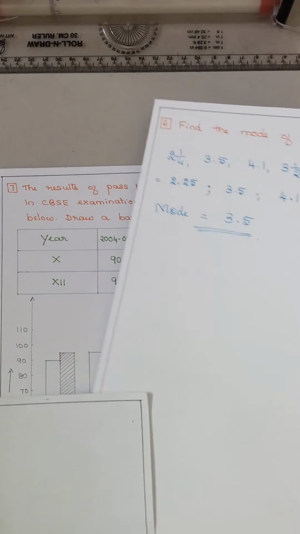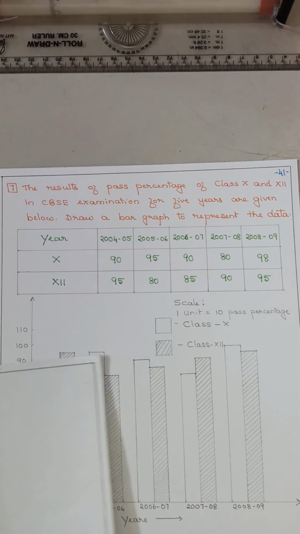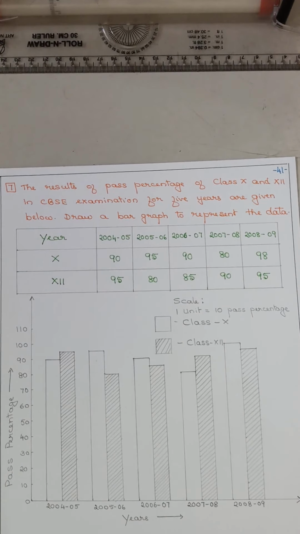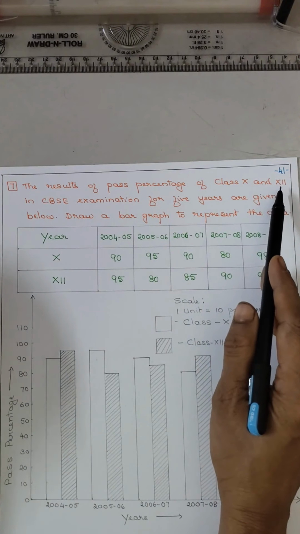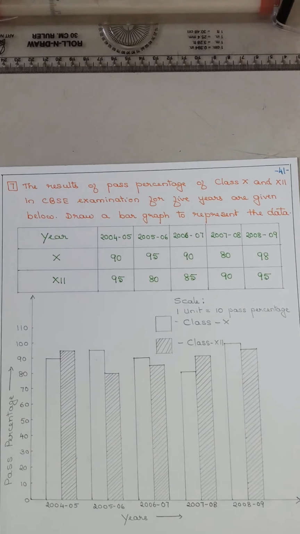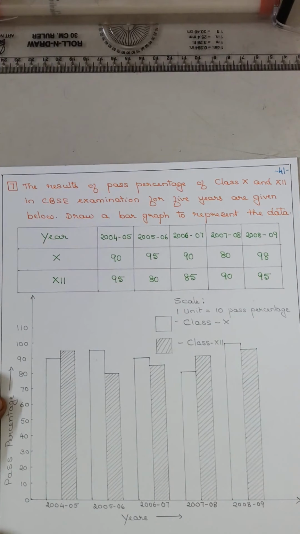Now coming to question number 7. It is to draw the bar graph. Last one question is for the graph. The results of the pass percentage of class 10 and 12 in CBSE examination for 5 years are given below. Draw the bar graph to represent the data. See, year is given 10th and 12th, means it is a double bar. You have to understand this.